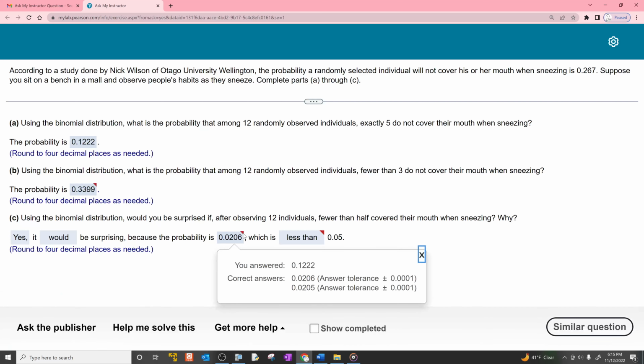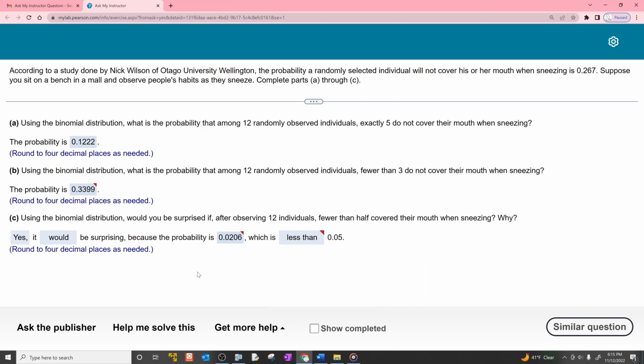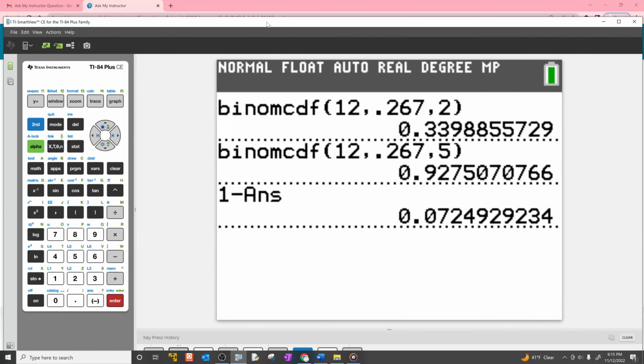Let's look at what that probability is coming in at. Let's see here. Okay, I misread the problem. Fewer than half covering their mouth means that more than half covered their mouth. So we misinterpreted the problem. It's actually 6 or more. So in other words, we need to subtract that probability from 1.